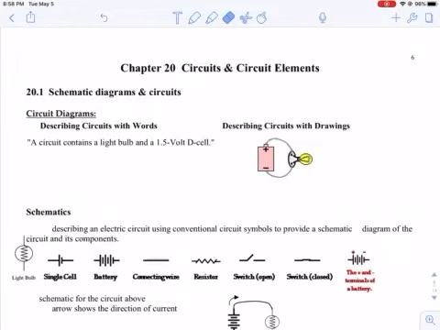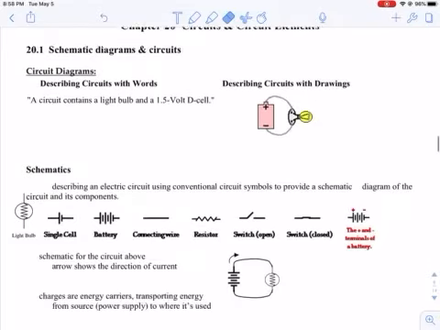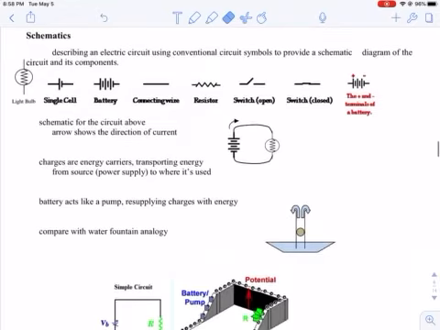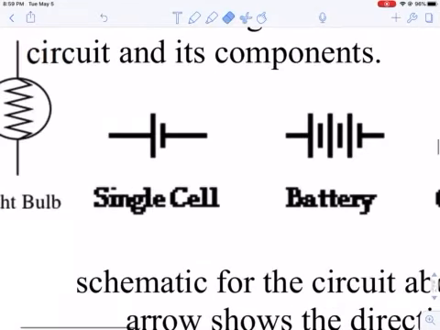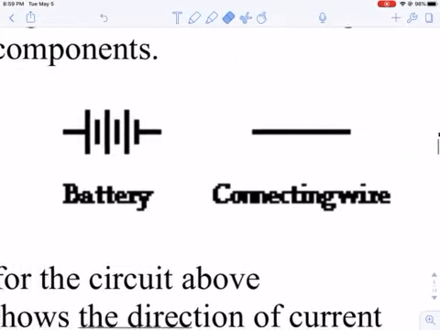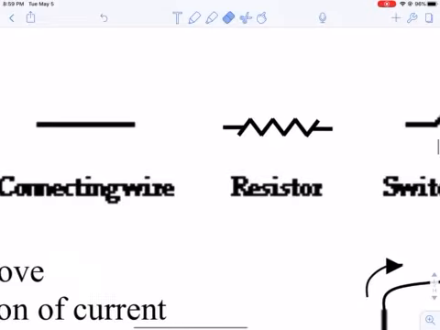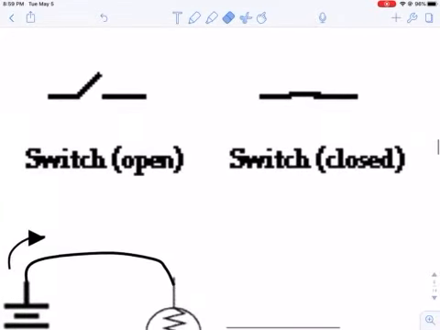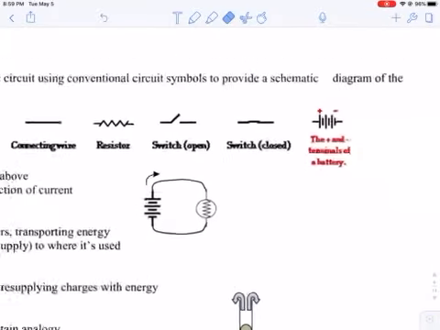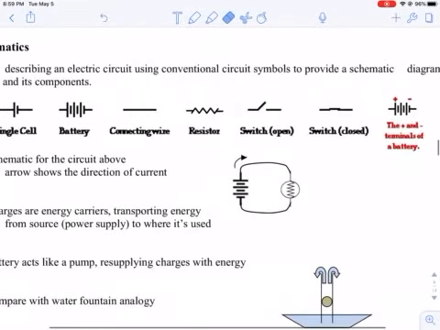In this video, we will talk about circuit elements and then resistor combinations. So first, let's talk about the components of a circuit diagram. Here are the components for a light bulb, a single cell battery, a multi-cell battery, a wire is simply a line, a resistor is a zigzag, and there are the symbols for an open and closed switch.